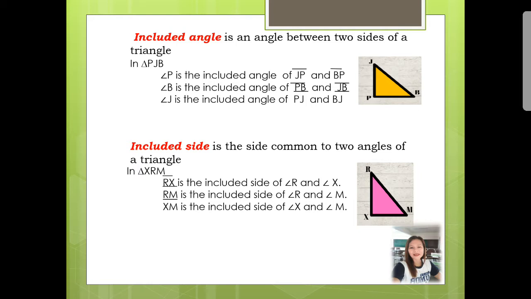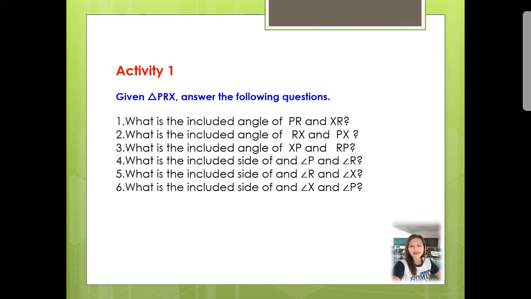Hope you understand and are clear on the difference between the included angle and the included side. Let's try to do Activity 1. Given triangle PRX, answer the following questions. You can draw the triangle PRX in your own notebook, if you want, so that you can have an idea of the figure to determine and answer the following questions.